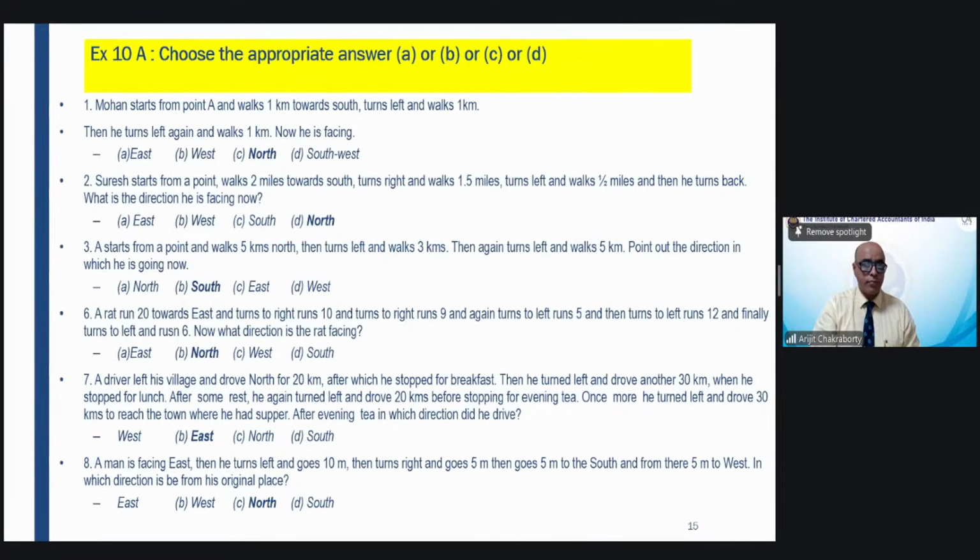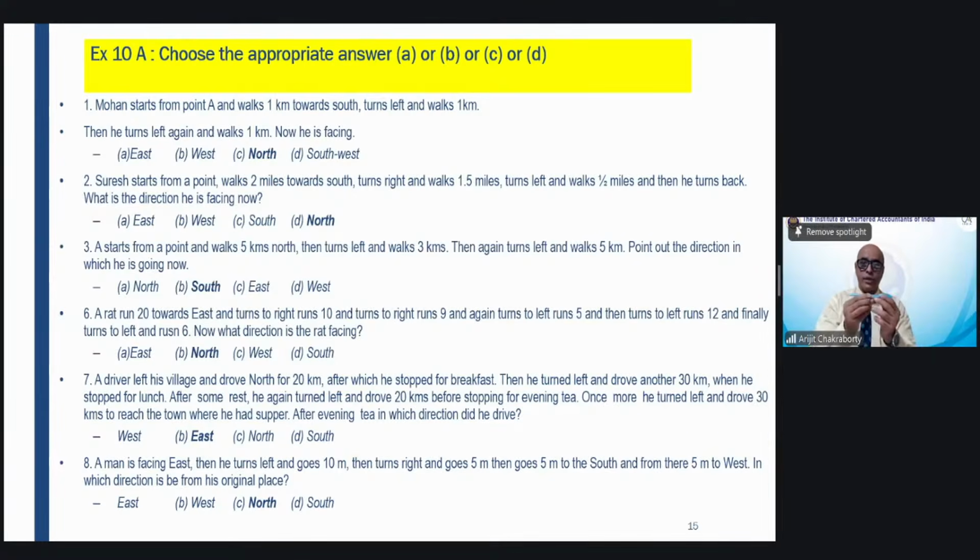After 5 meters, then he goes 5 meters to the south. Okay, again 5 meters to the south. And from there 5 meters to the west. 5 meters to the west. In which direction is he from his original place? So you can now understand the movement is like this.